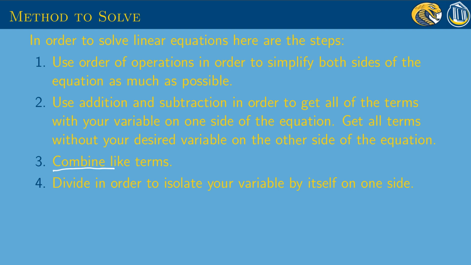Effectively, we want to get all of our variables on the left, and we want all of our numbers on the right. And finally, we want to divide by whatever coefficient is in front of this variable. To get our variable by itself, we want to get x equals some number, and that will be our answer.